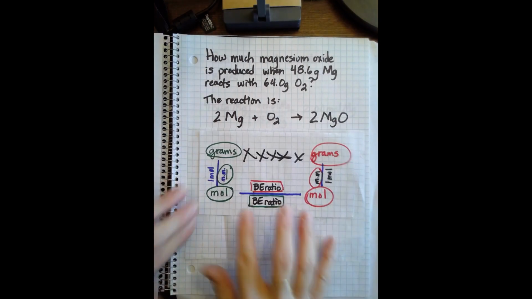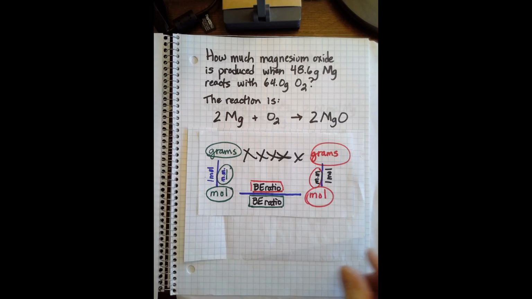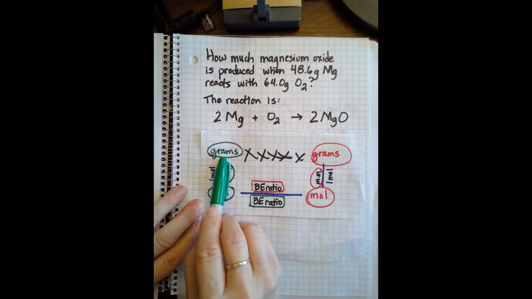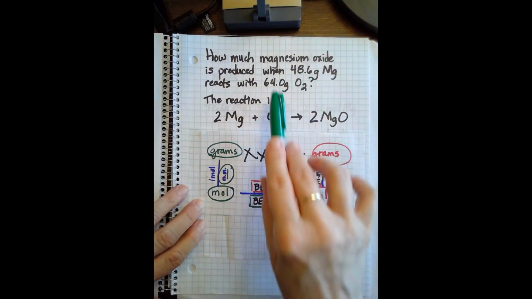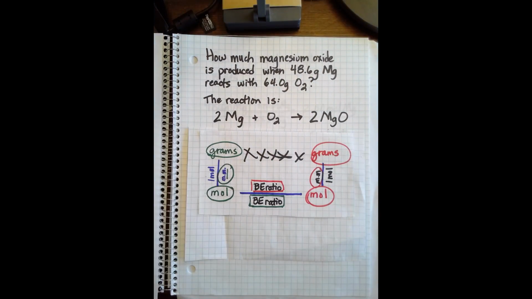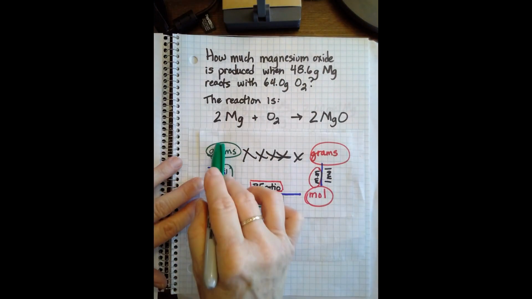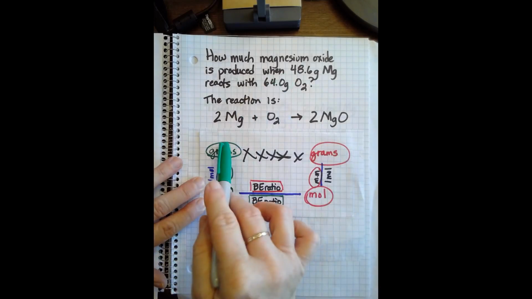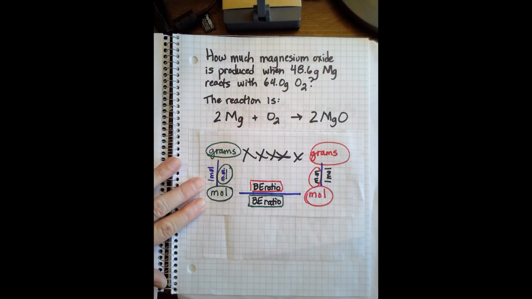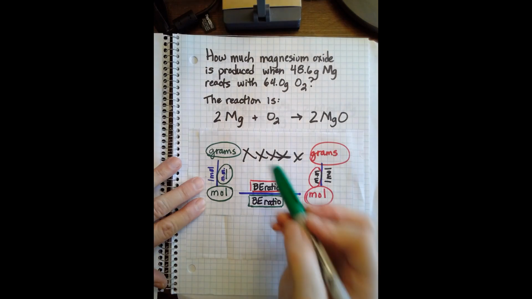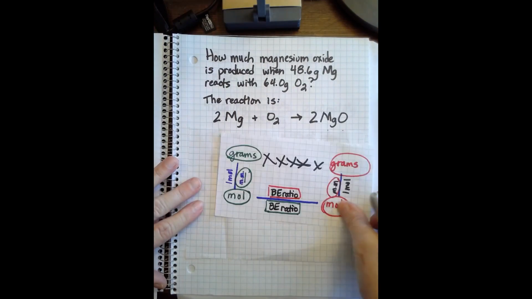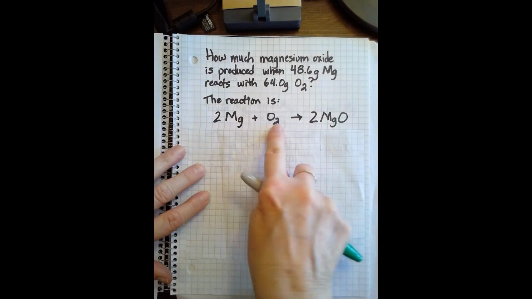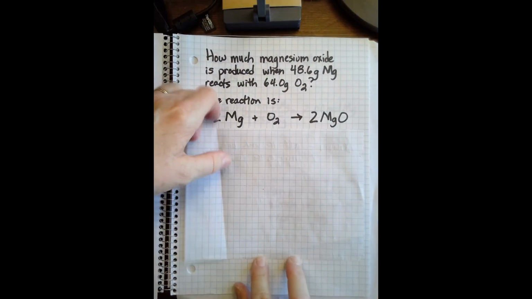All right, so we'll see here. The problem that we notice is, well, I have 2 masses, 48.6 grams and 64.0 grams. So I can't, if I started with both of these, I'm not going to get the same answer. So I have to determine which of these will start my math path. And the way that we do that is by comparing what our balanced equation requires.